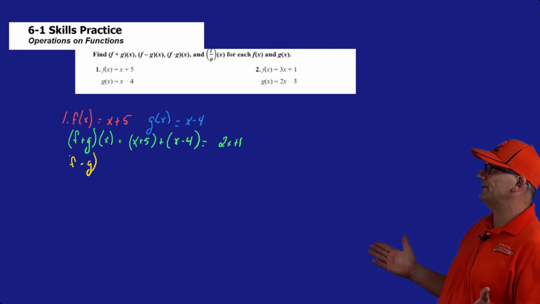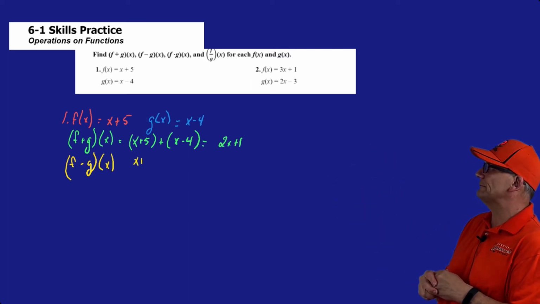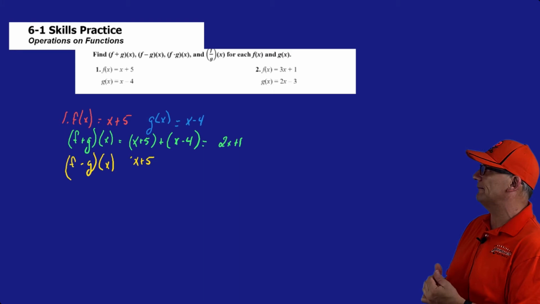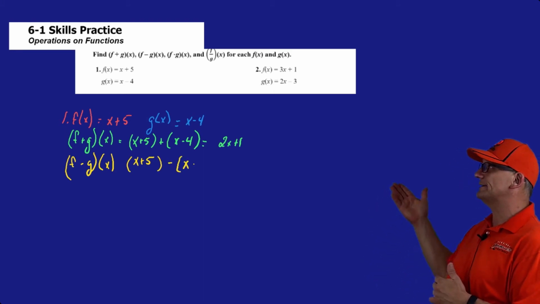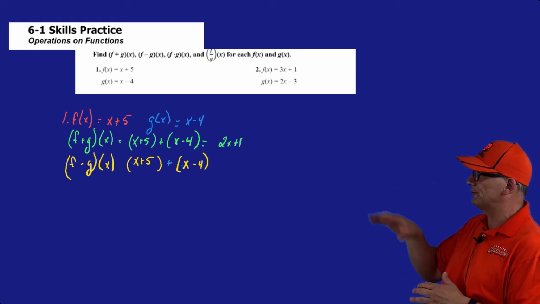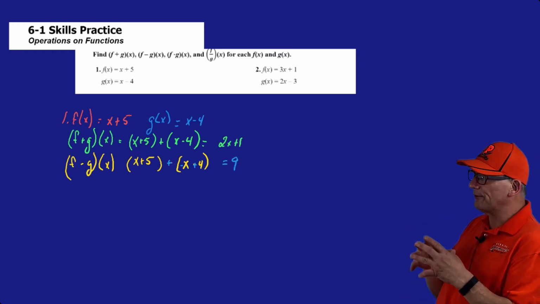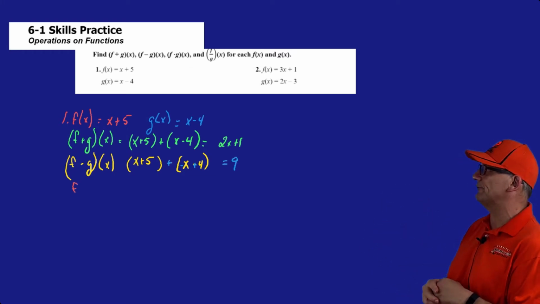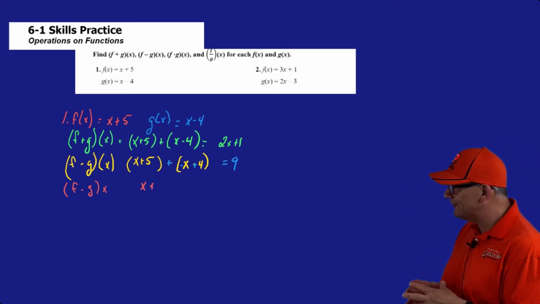Now, F minus G. What do they want you to do? They want you to take the two equations or functions and subtract them. And the only thing we have to remember here is when we are subtracting, we got to change the signs of the terms behind the minus sign. In those parentheses, we're going to make it a positive. We're going to make it an addition problem. We're going to change it to negative x and positive 4. Now we combine like terms, and guess what? We get 9.